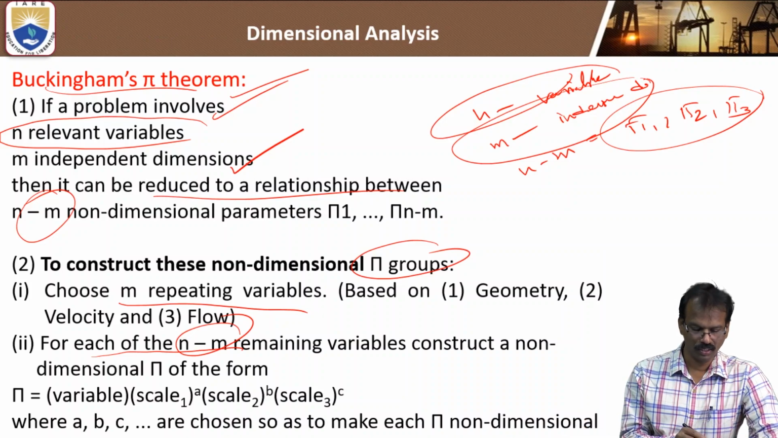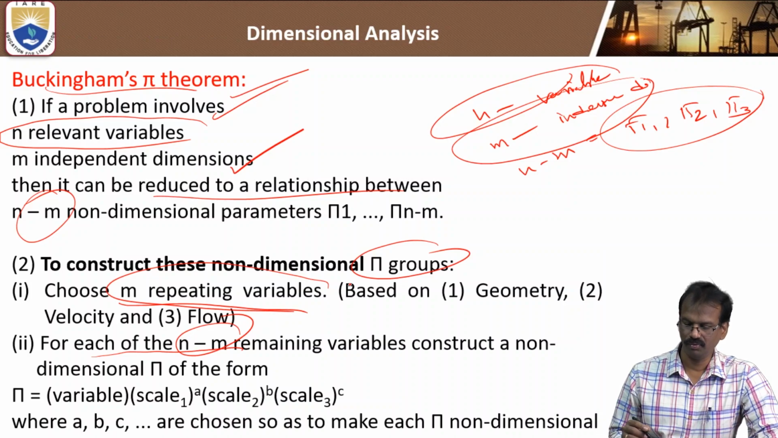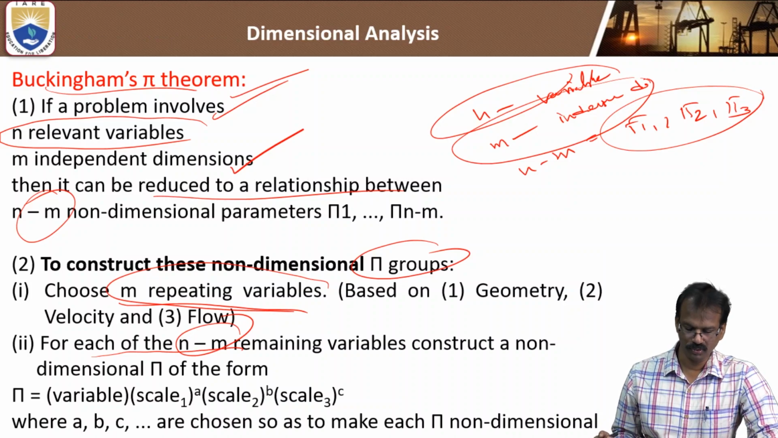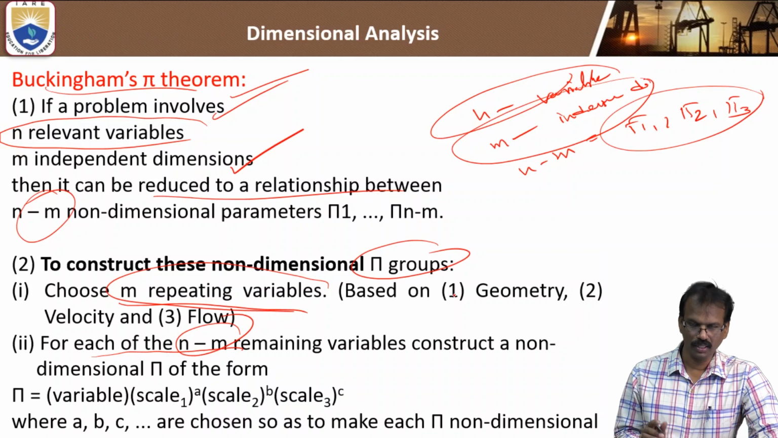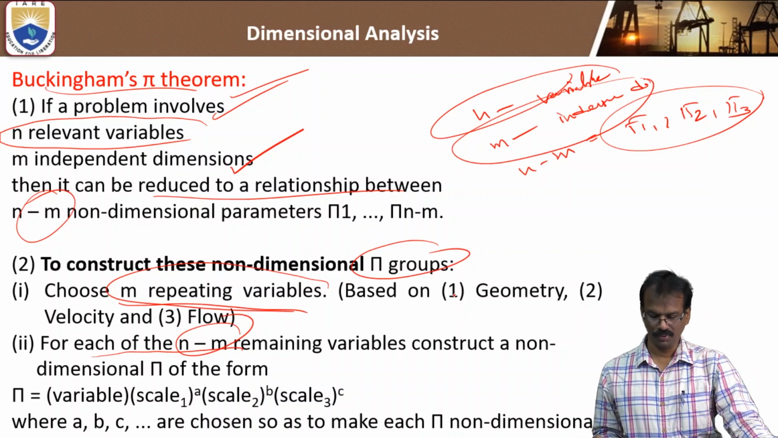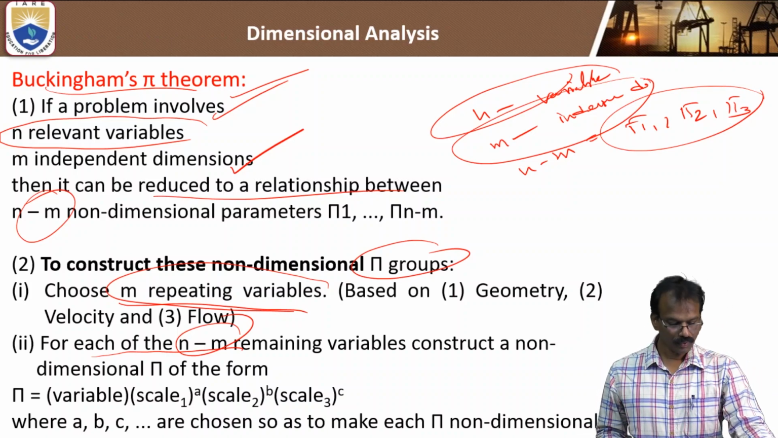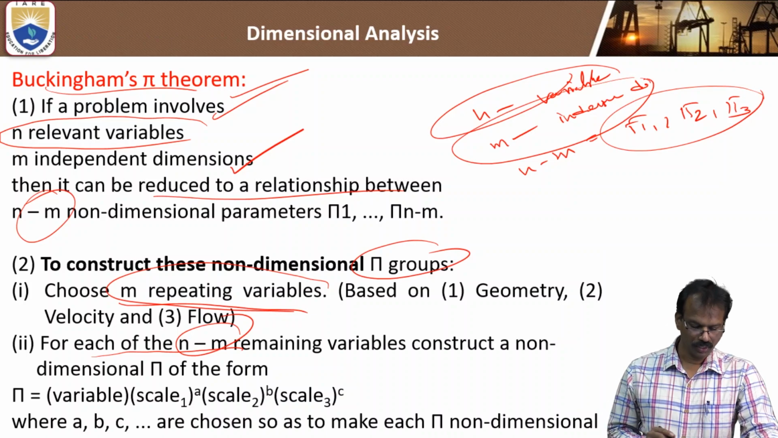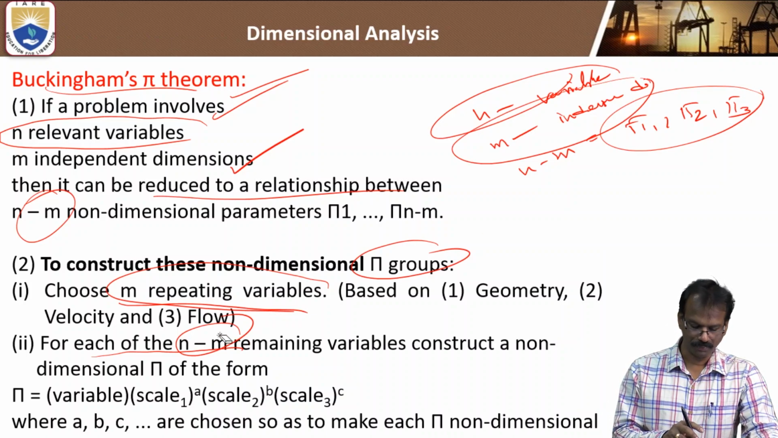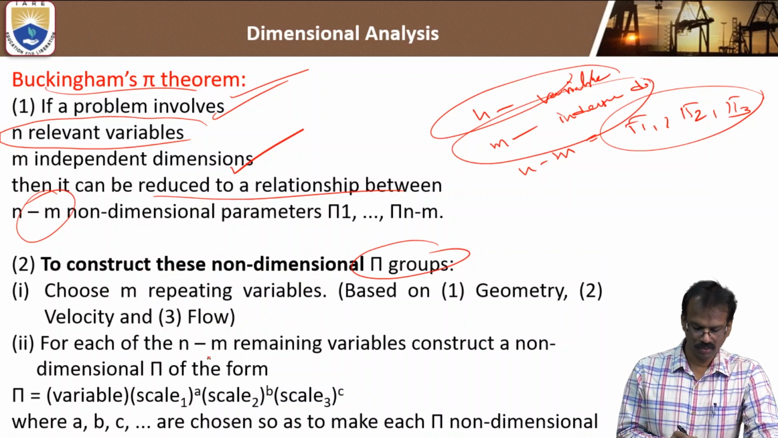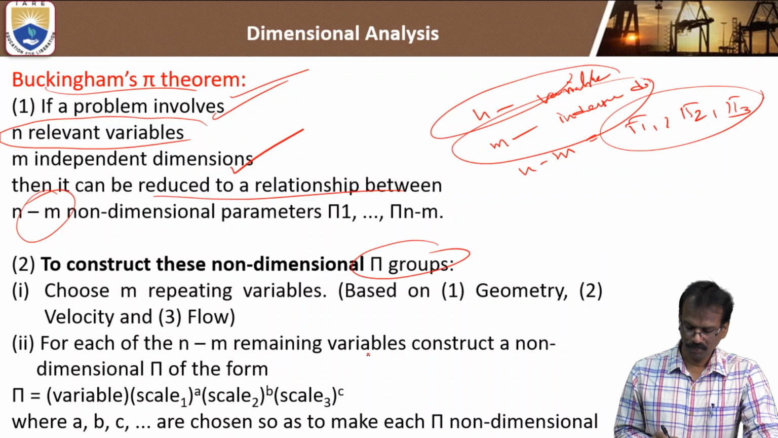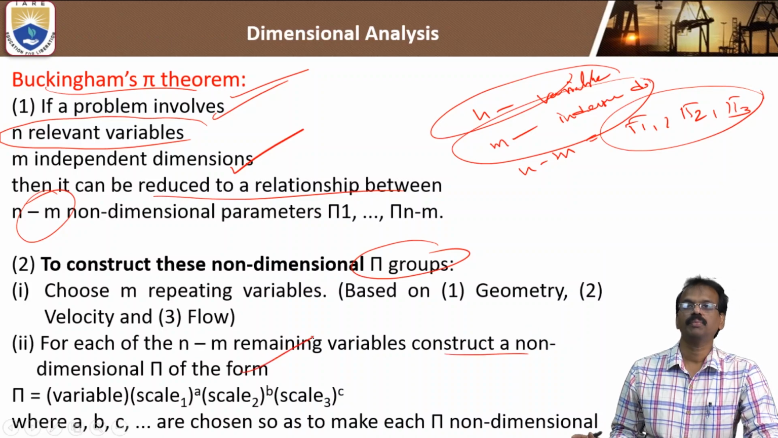So first you have to identify the repeating variables among the n total variables. The identification of repeating variables depends upon geometry, velocity and flow. For each of the pi terms, that means n minus m remaining variables, construct a non-dimensional pi of the form.